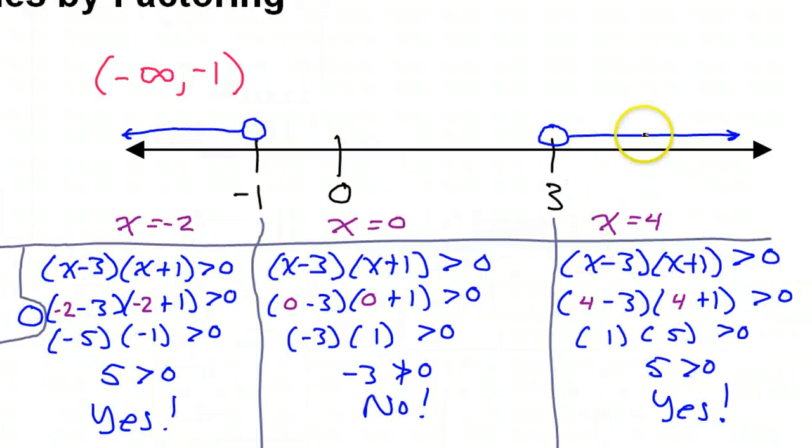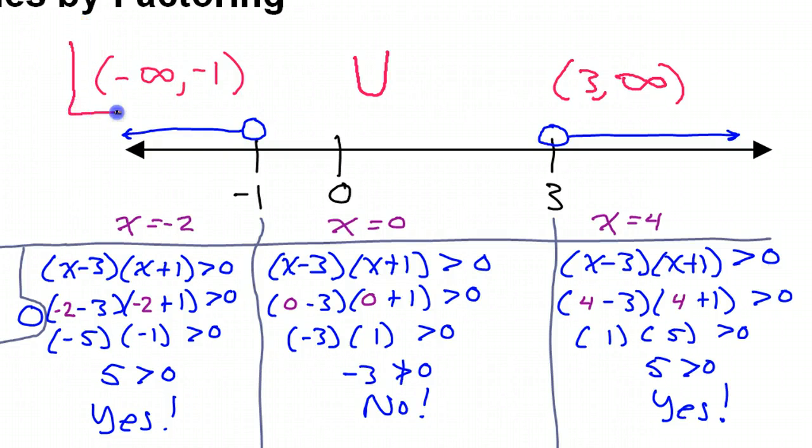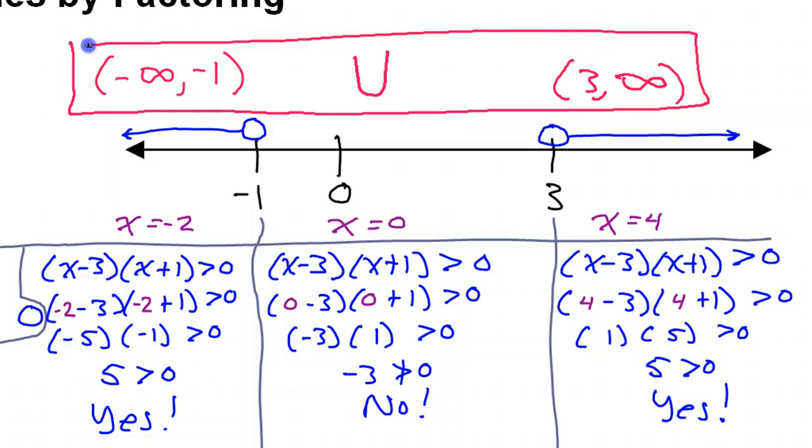Okay, and then we'll need an interval for this part of the solution set, and that will go from 3 to positive infinity. Again, round, because we're not including the endpoints. And we will have to use a union symbol to show that we want to include both of these together as part of the solution set. So this would be the solution, and of course this is the graph.